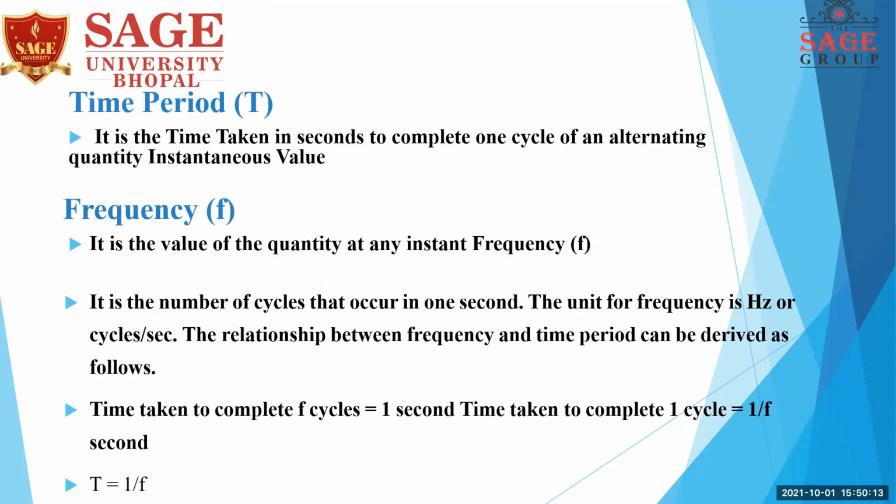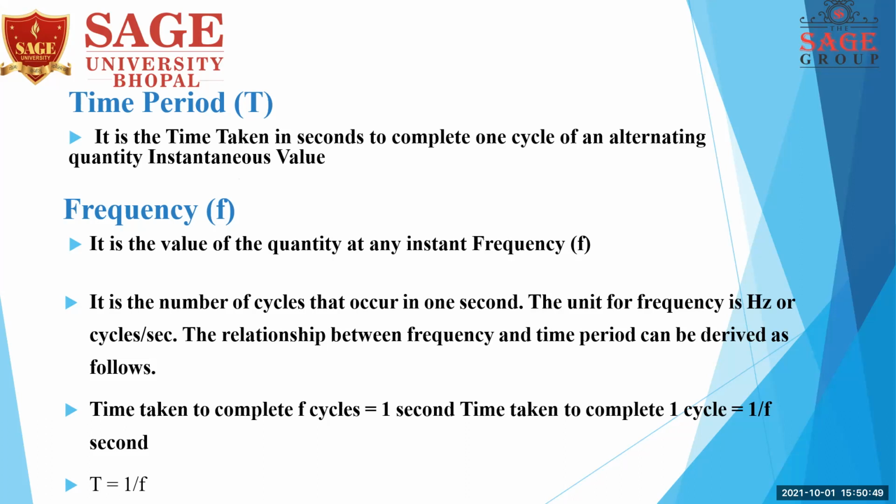Some definitions, like time period and frequency, occur in the waveform. Time period is the time taken in seconds to complete one cycle of an alternating quantity. The instantaneous value is the value of the quantity at any instant. Frequency f is the number of cycles that occur in 1 second. The unit for frequency is hertz or cycles per second.